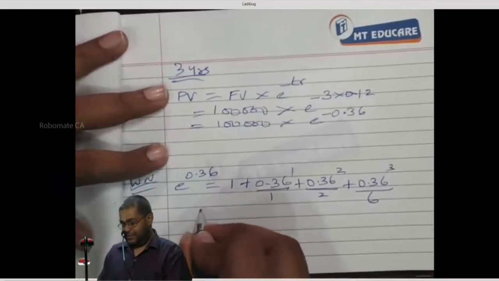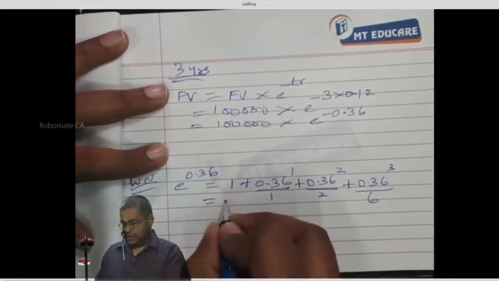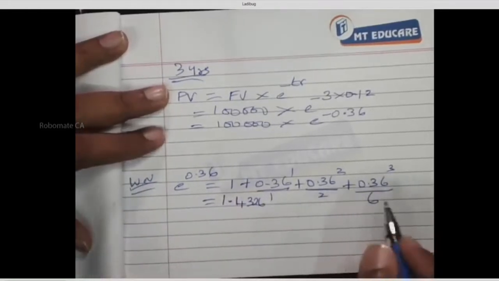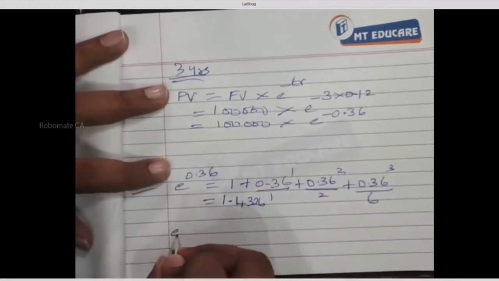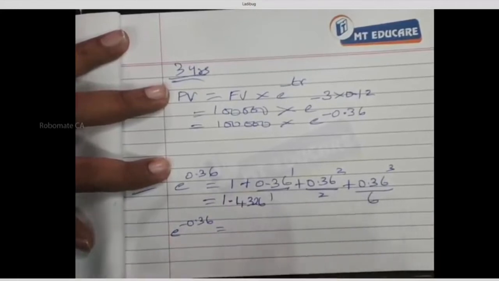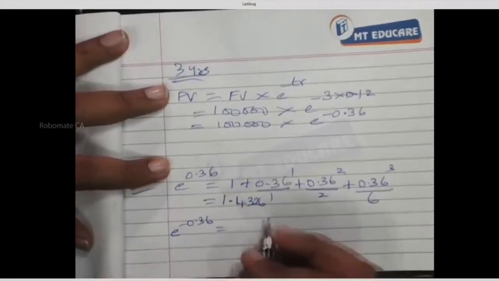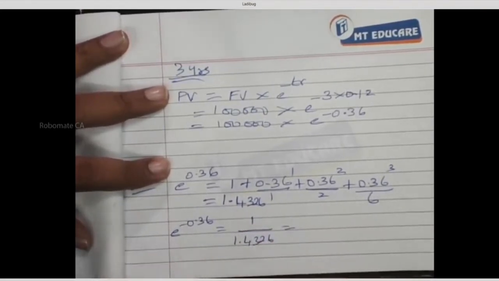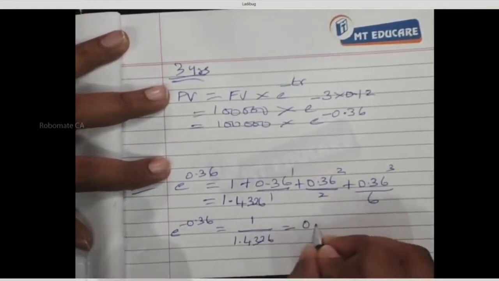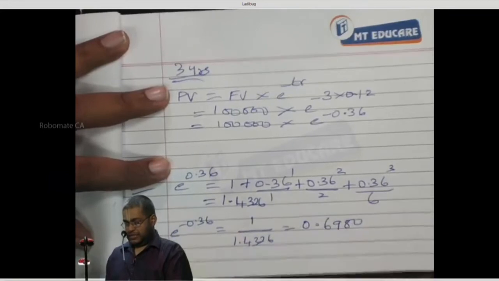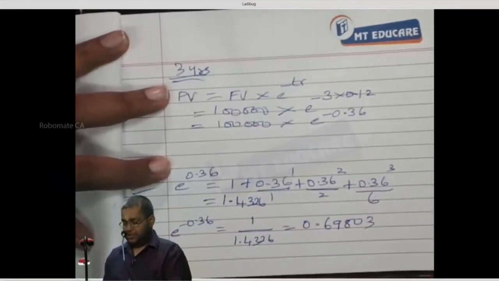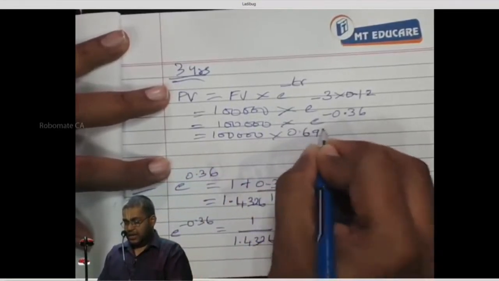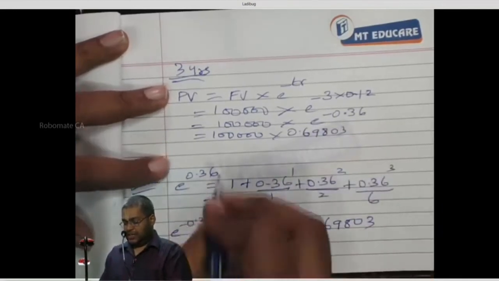Tell me what is the number here? 1.4326. I want e power minus 0.36, do along with me, which is 1 by 1.4326. Tell me the number. 0.69803. So the answer is 1 lakh into 0.69803.